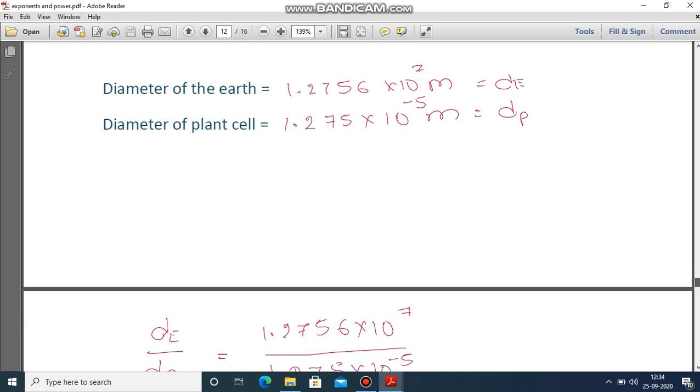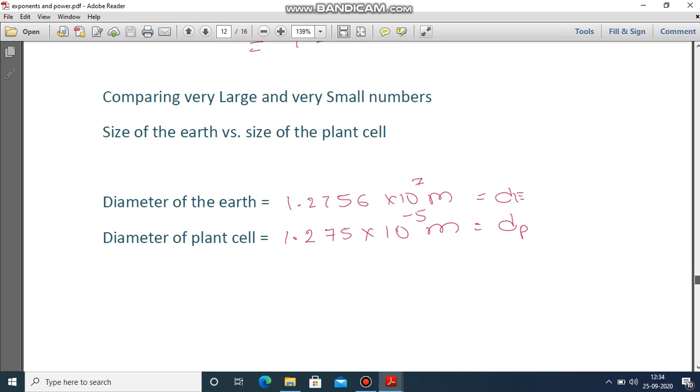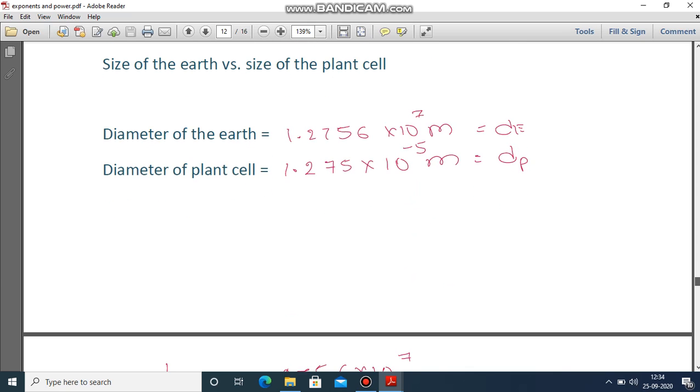Similarly, comparing very large and very small numbers. Size of the earth versus size of the plant cell. The diameter of the earth is 1.2756 into 10 power 7 m. This is the diameter of the earth, and the diameter of the plant cell is 1.275 into 10 power minus 5 m. We will denote these as D and d p.